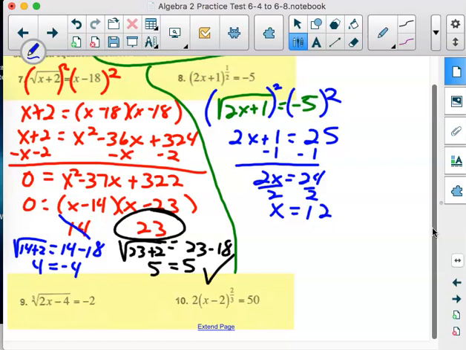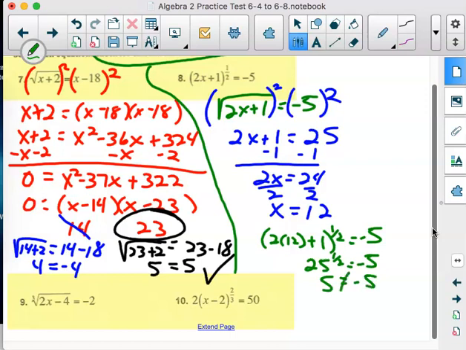But then we remember, we circled or starred or boxed in, check for extraneous solutions. So 2 times 12 plus 1 to the 1/2 equals negative 5. What's 2 times 12? 24. 24 plus 1? 25. What's 25 to the 1/2? 5. Uh-oh. That's not true. Well, that was the only answer we got. What does that mean? There's no solutions.